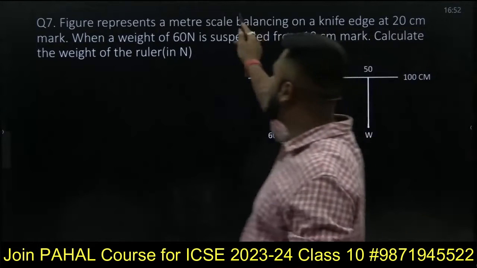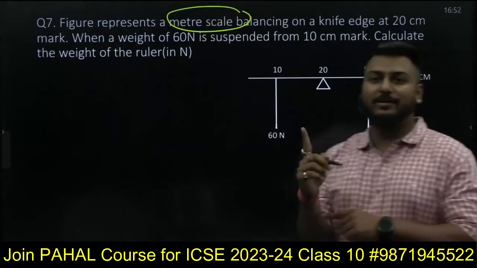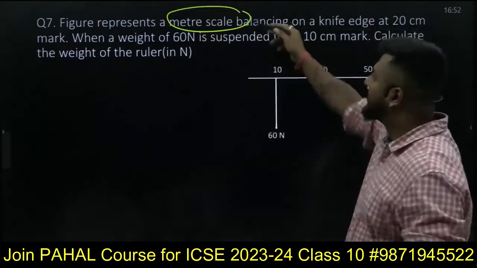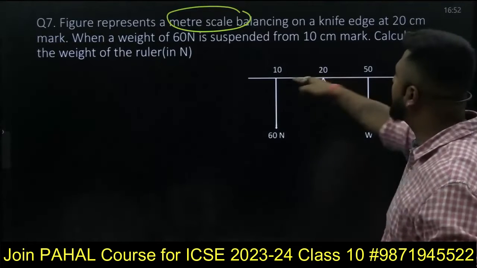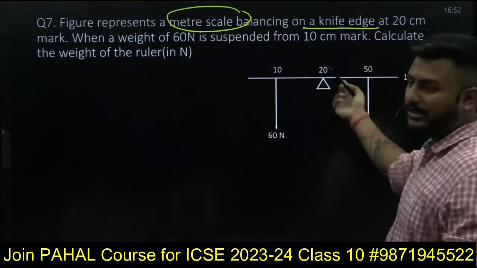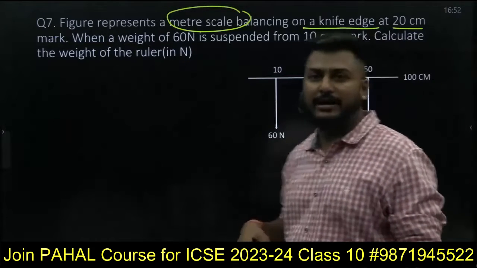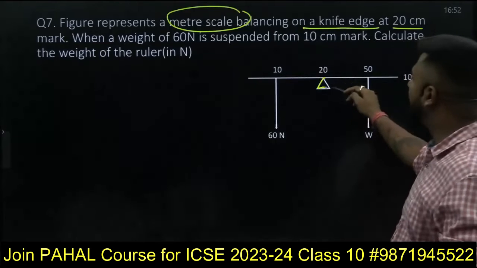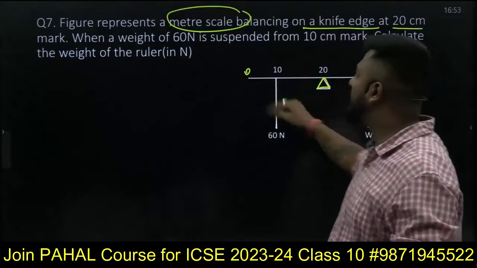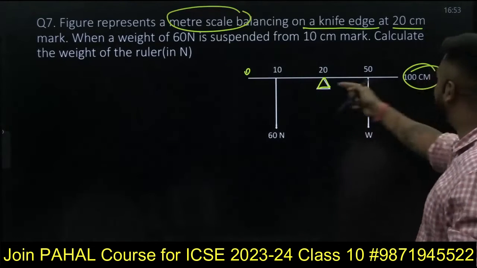Now, what do you mean by meter scale? एक scale जो 1 मीटर लंबा हो. A scale which is 1 meter in length. Right. That is a meter scale. So, this is a meter scale balancing on a knife edge. So this is a knife, okay? It is balanced on a knife edge at 20 centimeter mark. Where is it balanced? At 20 centimeter mark. So ज़ाहिर सी बात है, if this is a meter scale, so this will be total 100 centimeter in length, right? This will be 100 centimeter long, right?